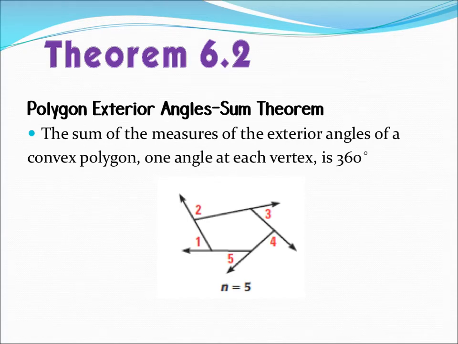So theorem 6.2, which the number here is not important at all. It just means that this is the second theorem that's mentioned in chapter 6. What is important is what it says and the name. The Polygon Exterior Angle Sum Theorem has a lot of words for one simple concept, which is that all the exterior angles in a polygon sum to 360. So the sum, again, important word sum, which means if I added them all up, the measures of the exterior angles this time of a convex polygon, one at each vertex, is 360 degrees.